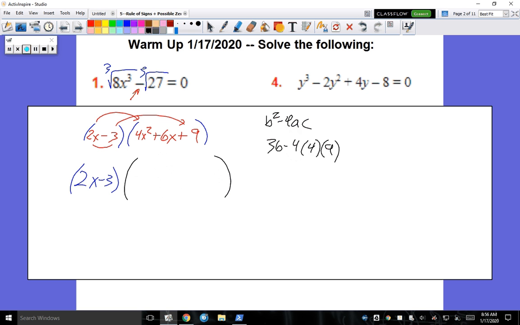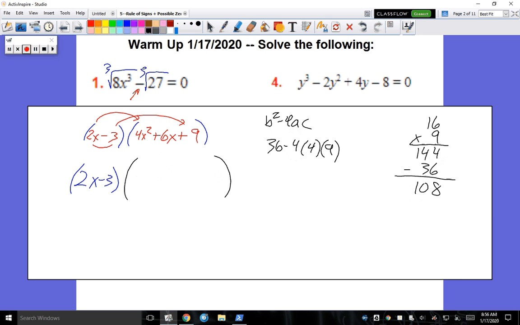Negative, so I'm going to have imaginary roots. Okay? So looking at this, because we're doing this by hand, 4 times 4 times 9 we get 144. 144 minus 36, because it's going to be 36 minus that.